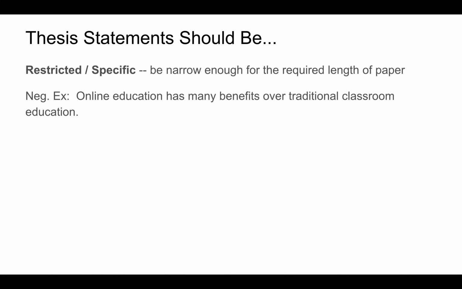So something like this example, it's called a negative example, meaning it's not a good example of a thesis. It's an example of a thesis that isn't specific enough. Online education has many benefits over traditional classroom education. Many benefits is huge. We want to focus on a specific type of benefit. So for the paper I'm working on, if I said student demographics are changing and colleges need to respond, that's huge, right? It needs to be much more specific.